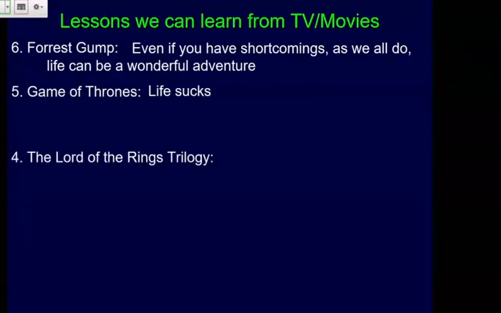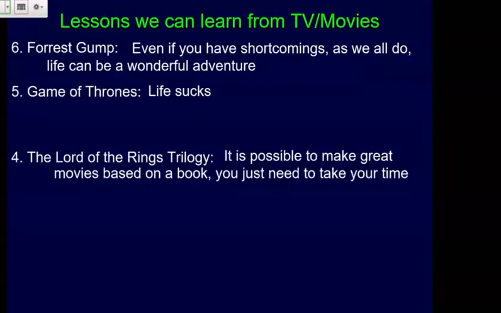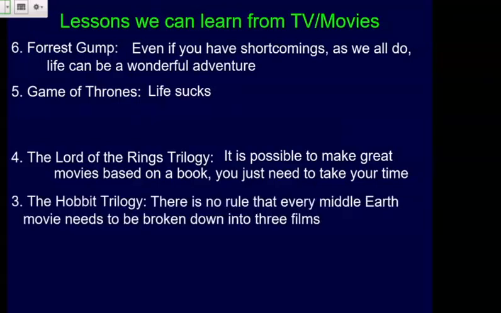Let's see, the Lord of the Rings trilogy is an example that it is possible to make great movies based on a book. You just got to take your time and make 3 movies, right? So it can be really great. Then there's the Hobbit trilogy, right? And so to me, that's kind of the opposite, right? Okay, there they probably went a little bit too far, right? You don't have to make every Hobbit movie into 3. Like, there's literally a scene in the first one where Gandalf is washing dishes for 20 minutes, right? So it's a little bit much.